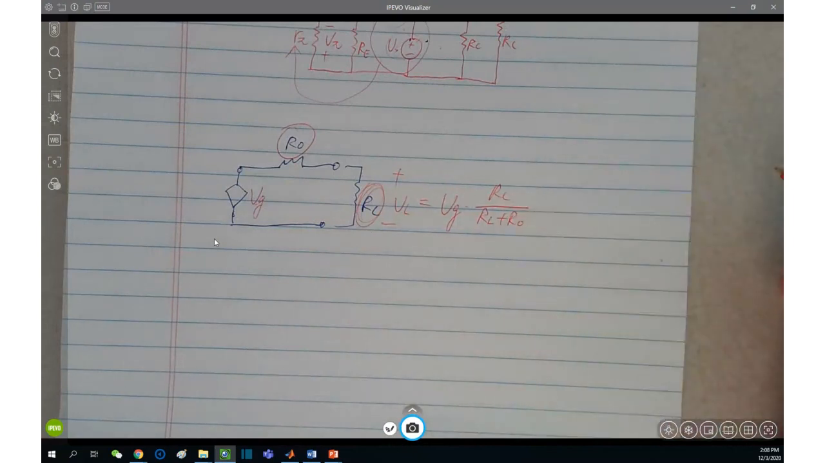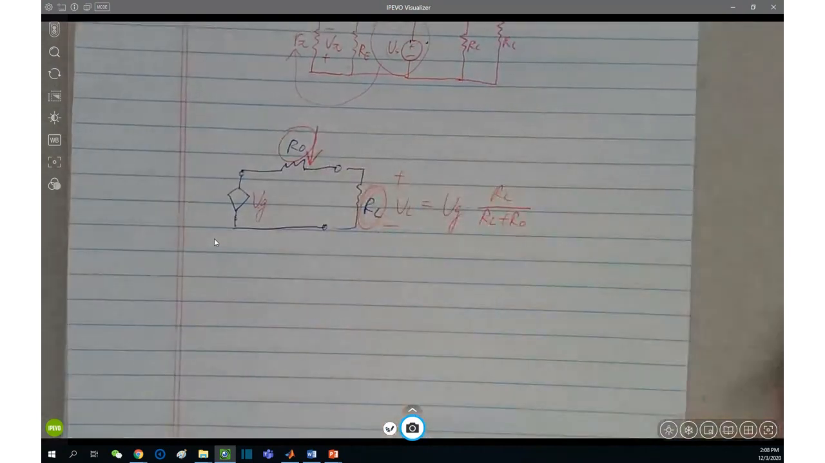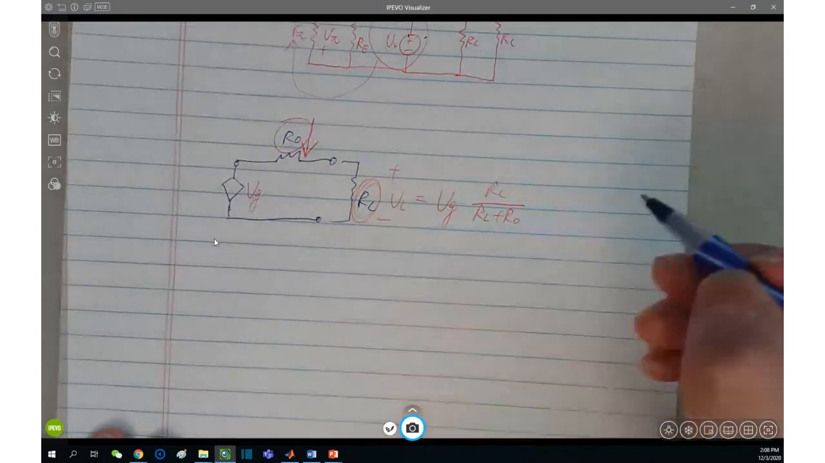However, you have no control over the RL, okay? Because RL is the load. It's up to the customer. So you can only control your R naught. So the conclusion is what? The lower the better. That's the output side, the output R naught.